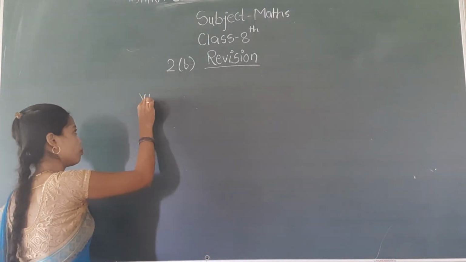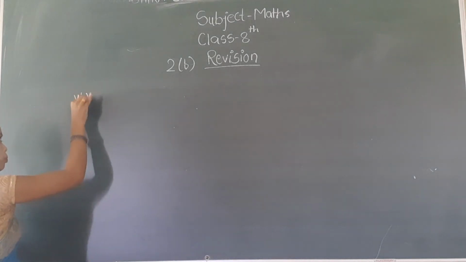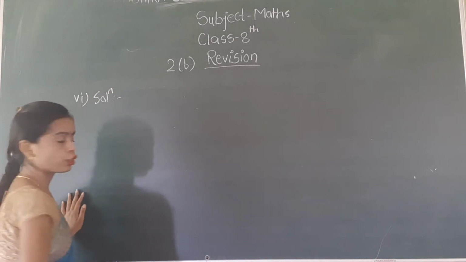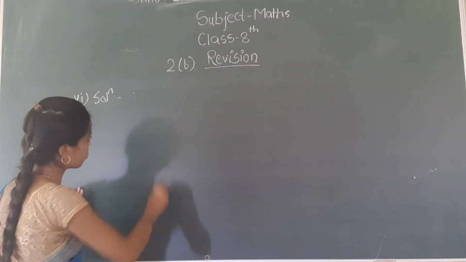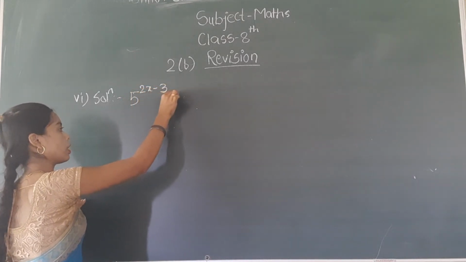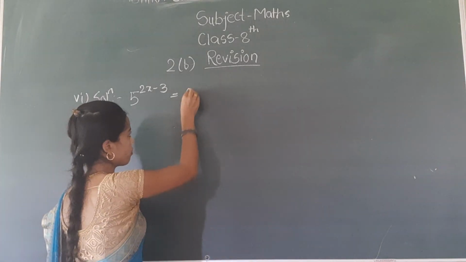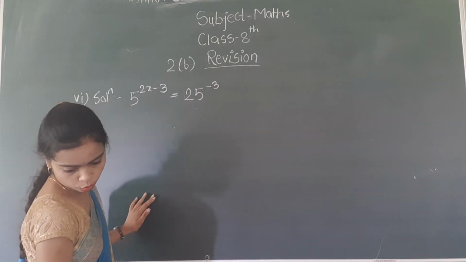Okay, you have to write the solution from here. In the solution, write down the question first. That is 5 raised to the power 2x minus 3 is equal to 25 raised to the power minus 3. Okay.